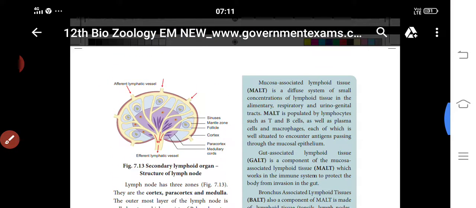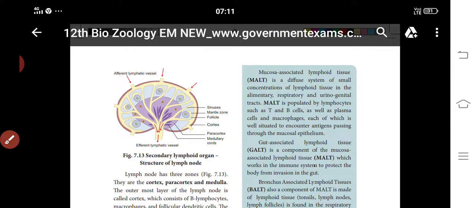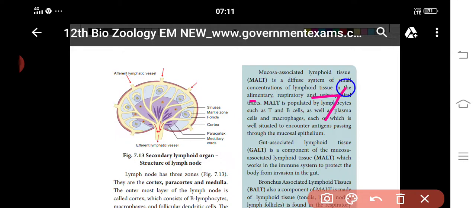Next, move to the mucosa-associated lymphoid tissue, a small concentration of lymphoid tissue in the respiratory or urinary genital tracts. B cells and T cells are present among the lymphocytes. Next is the gut-associated lymphatic tissue, present in the gut.